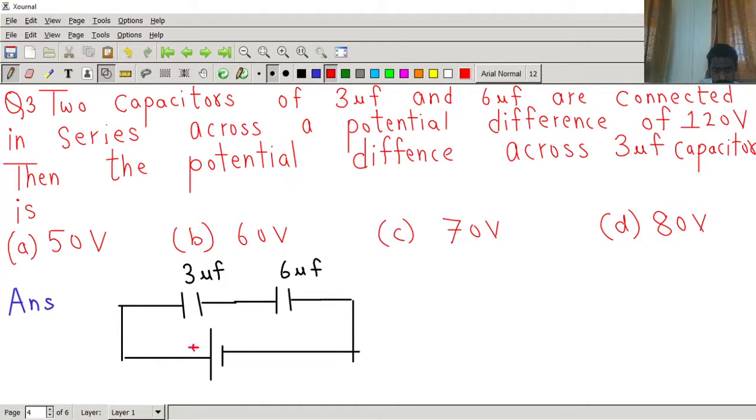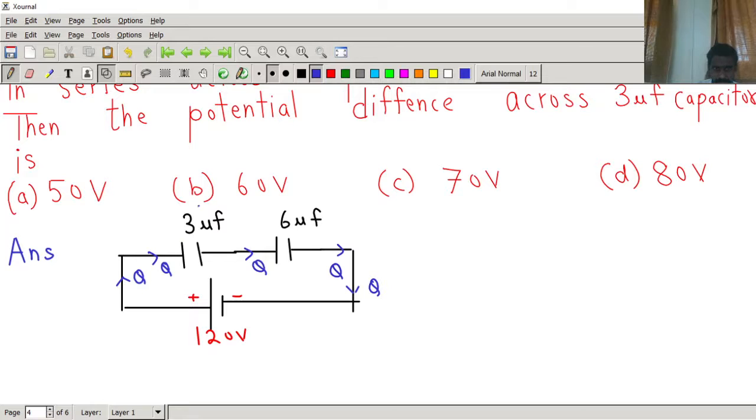So I am connecting a battery of 120 volt. Now what will happen in this circuit? The charge will flow, and it is a series circuit, which means the charge is not going to divide. We have to find the potential difference across the 3 microfarad capacitor. So how much V do we get across 3 microfarad? The 120 volt is divided into two parts, that is V is equal to V1 plus V2.